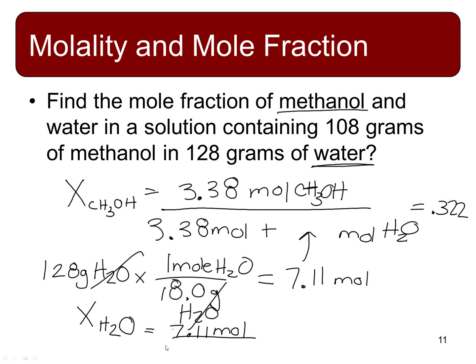Okay, so we have 3.38 plus 7.11. So we should get about 0.678. And those two numbers added up should be about 1.